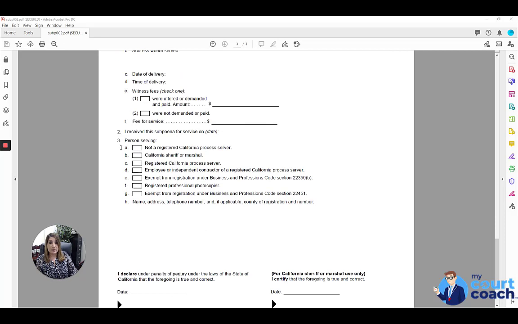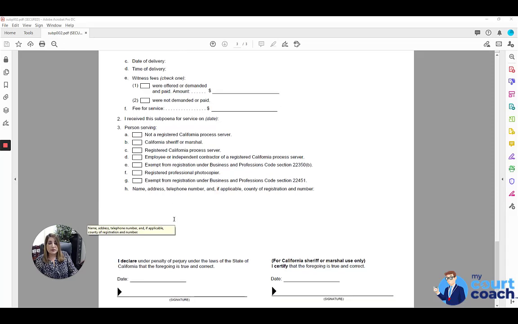If it's a family member or a friend, they can just mark box 3A. If it's a California sheriff or marshal, they can mark box 3B. If it's a registered California process server, that's usually someone you have to pay, they would mark 3C, or 3D if they are an employee or independent contractor of a process server. 3E is for attorneys to mark. 3F, if it's a registered professional photocopier, they would mark that box. And 3G is if it's a government employee who's doing the service under his duties.